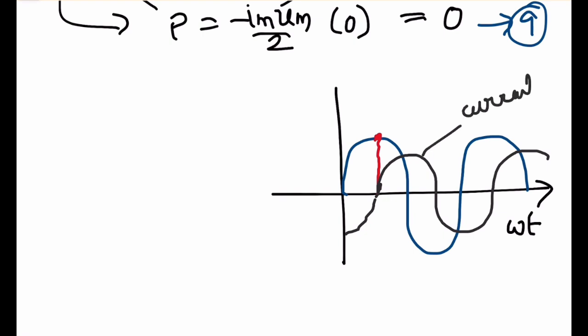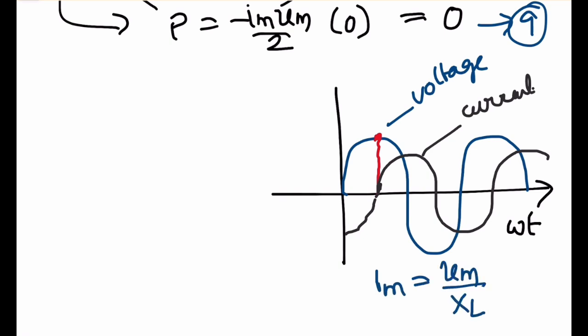And already in my previous video, I told you Im is equal to Vm divided by XL, that is omega L. That means the peak value of current, which I am showing with light green color, is less than the peak value of voltage, which is in the red color. So this is the wave diagram, and now we have to draw our final thing, that is the phasor diagram.